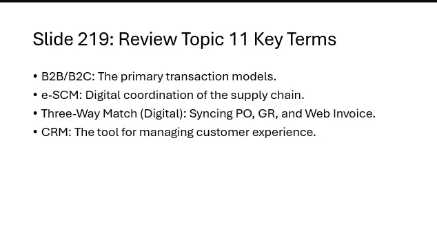Okay, so let's review topic number 11, the important key terms. Number 1, B2B and B2C. These are two of the primary transaction models. ESCM means the digital coordination of the supply chain, supply chain management. SCM, three-way match synchronizes the purchase order, the goods receipt and the invoice. CRM manages the customer experience and interaction effectively. So these are all the terms that form the foundation of business integration. You need to understand them. This will help you navigate digital business processes.